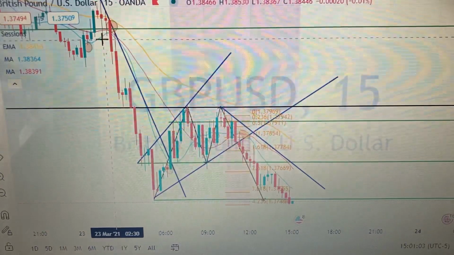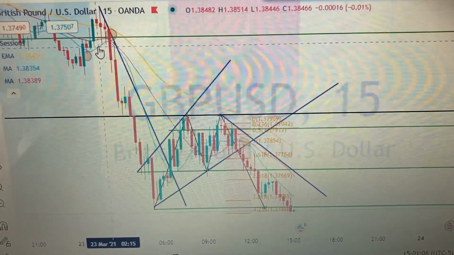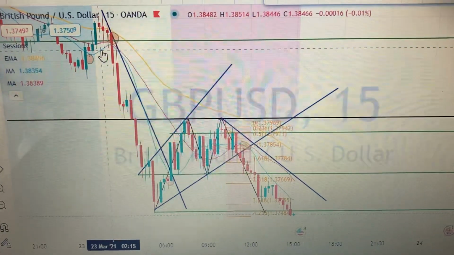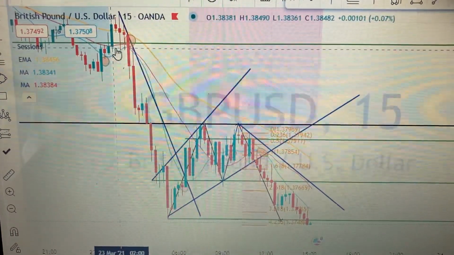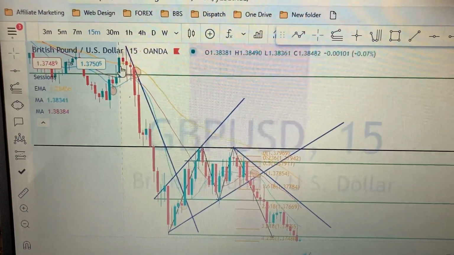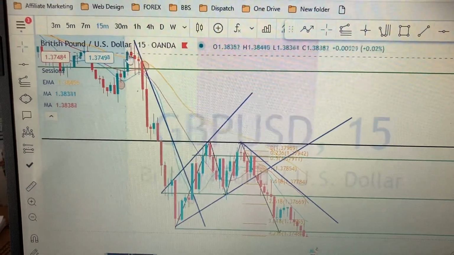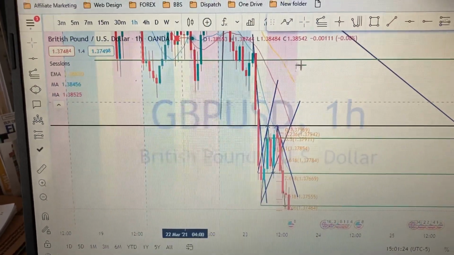Alright, so right here, right around 2 a.m. on a 15-minute, we actually have some movement, right? Matter of fact, let's look at it on a 1 hour.